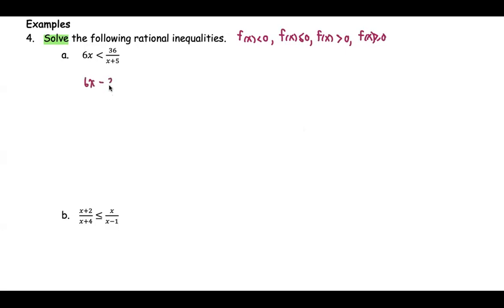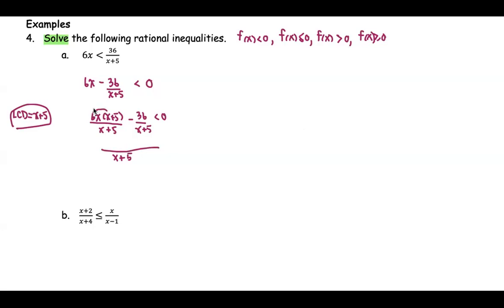So 6x minus 36 divided by x plus 5 is strictly less than 0. After that, we're going to simplify the left-hand side. We're going to combine 6x into one fraction by finding the common denominator, or least common denominator, which is x plus 5. Therefore, we multiply top and bottom of the 6x by x plus 5. So we get 6x times x plus 5, divided by x plus 5, minus 36 divided by x plus 5, less than 0.